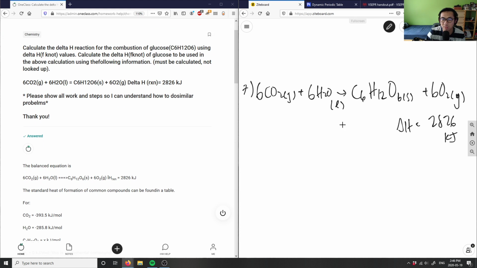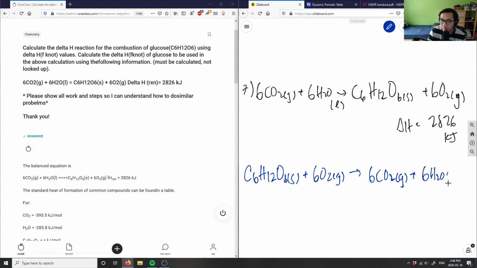But what we know from this reaction is that it is actually not the combustion reaction. The combustion reaction is actually the reverse, right? So I'm going to have to rewrite this in terms of the reversed reaction: C6H12O6 solid plus 6 O2 gas reacts to form this plus 6 H2O liquid, and the delta H of this reaction is simply flipped, so this is negative 2826 kJ here.